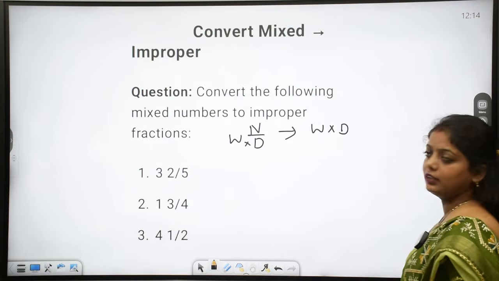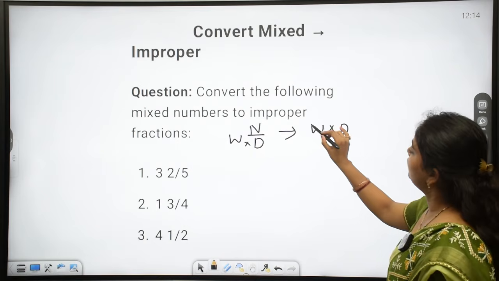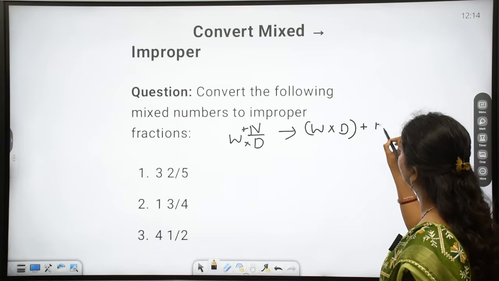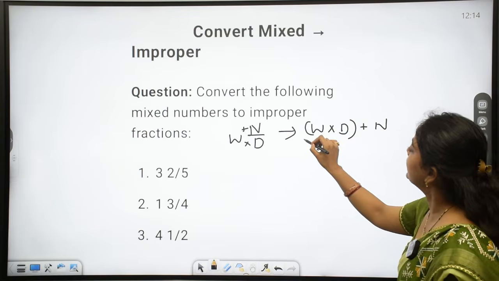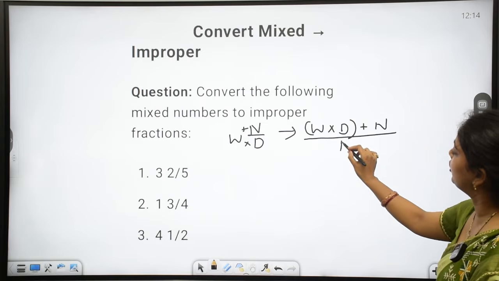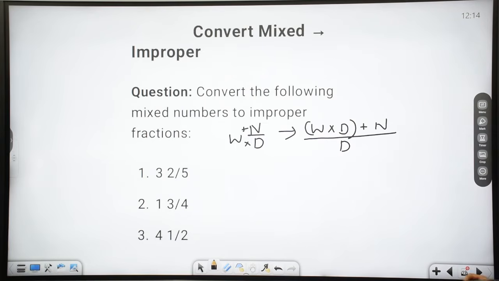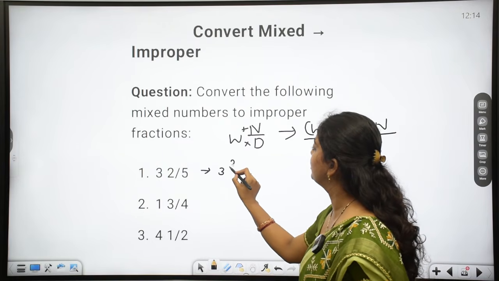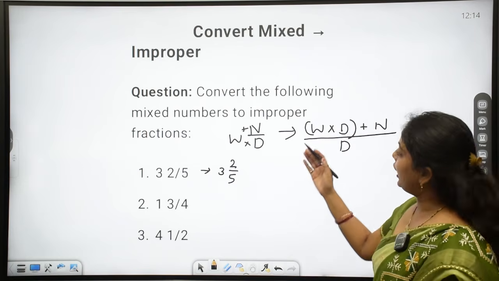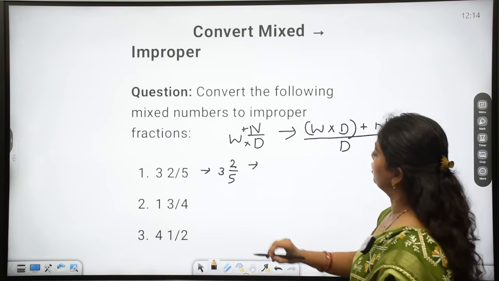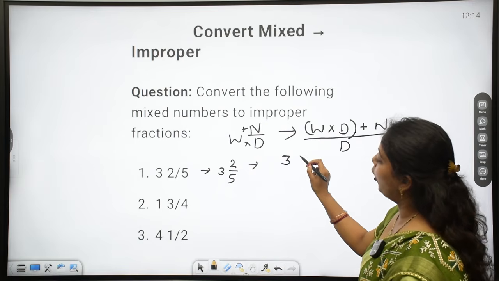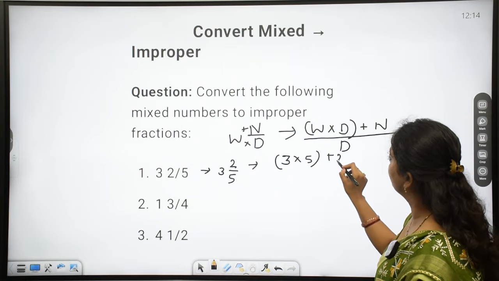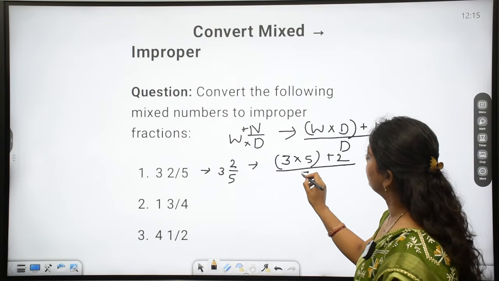First we multiply this whole and the denominator, and whatever we get, we add to the numerator. Got it? And in the case of the denominator, we write the same. Denominator will never change. Next, now let's practice it. This is 3 whole 2 by 5. So according to the formula, we will solve it. First we will multiply the whole and the denominator, and we will add the numerator. The denominator we write the same.